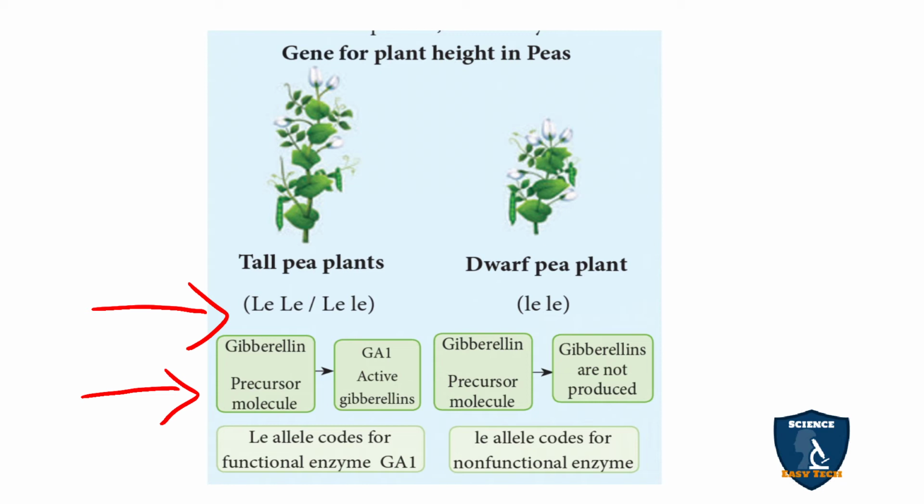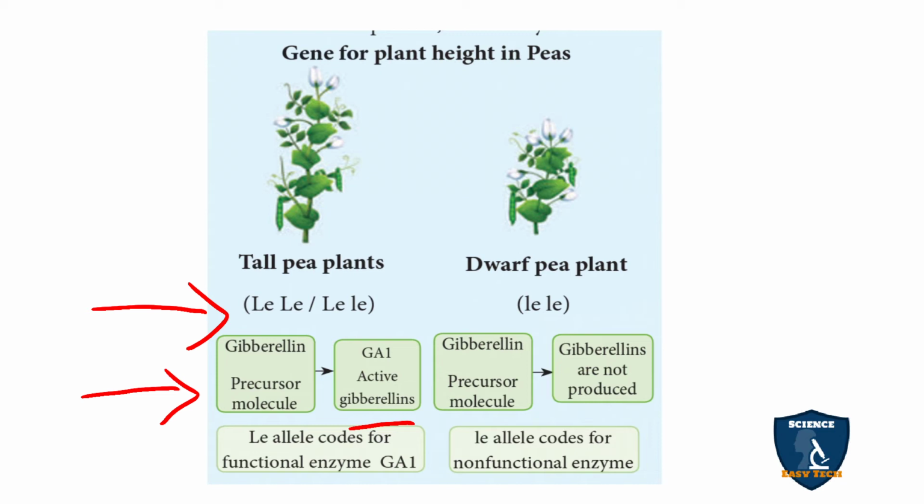If this gene is present, it activates GAI, that is active gibberellin. Because of this, plant height is induced in the pea plant. In the pea plant, LE codes for the gibberellin enzyme.